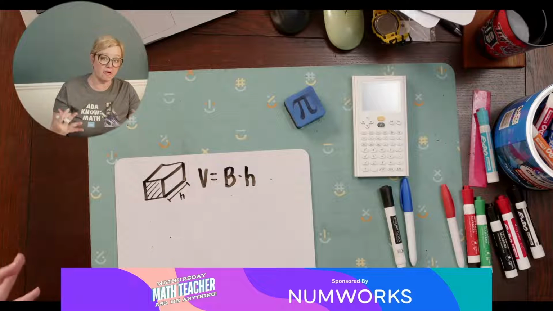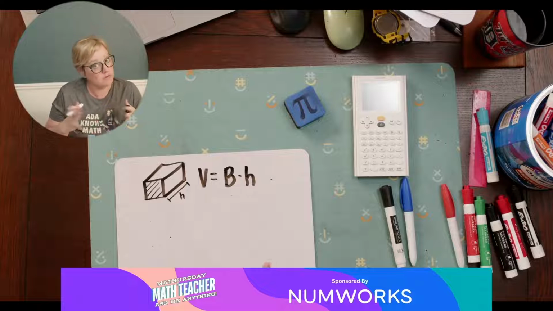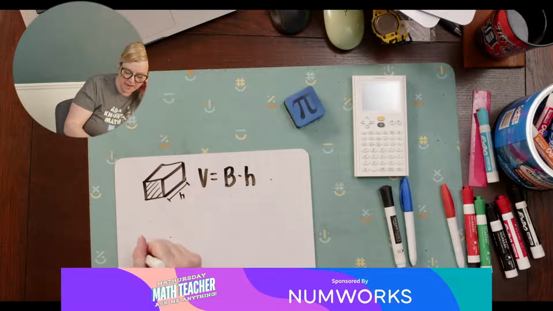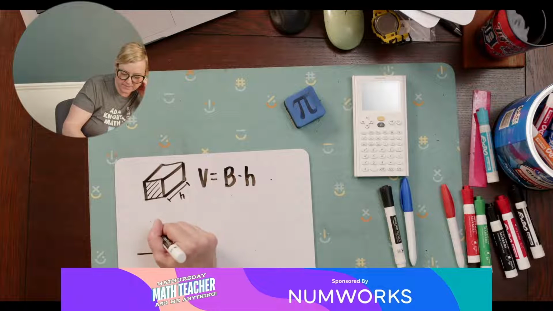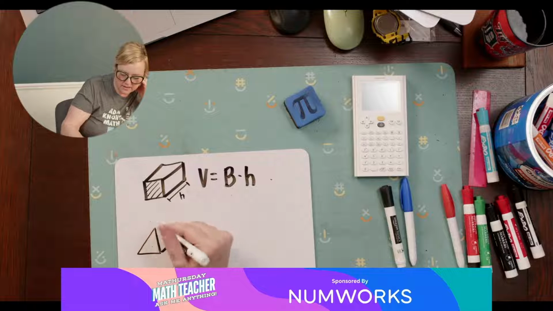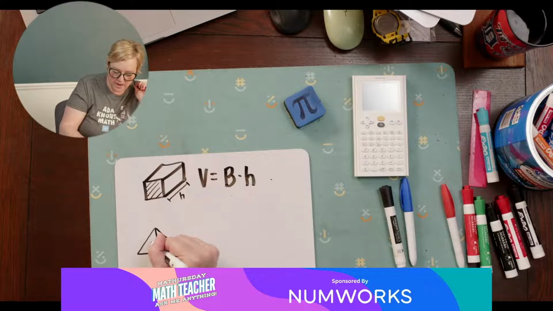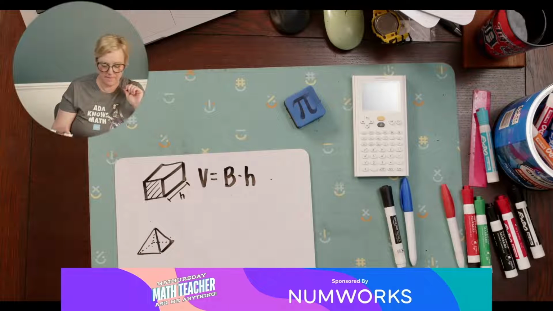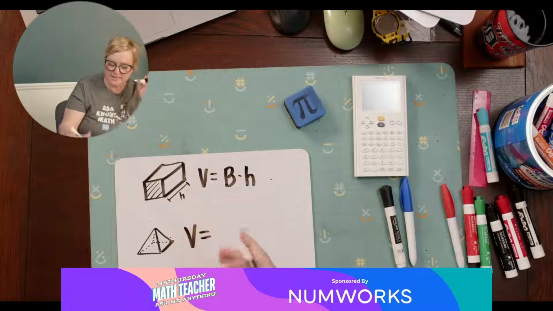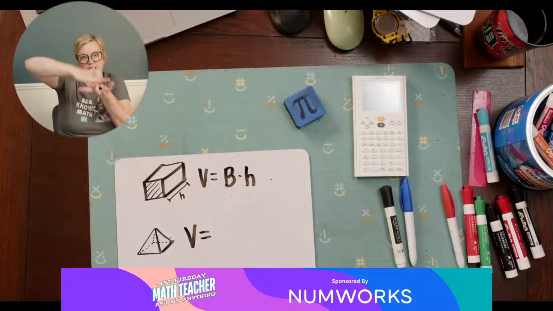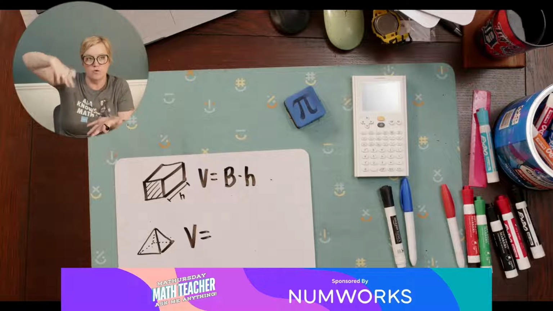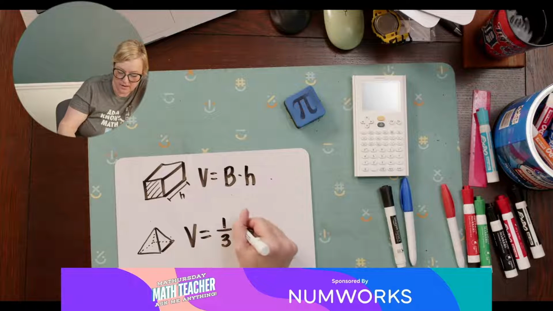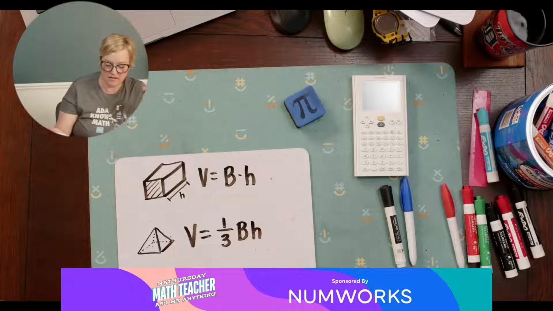Now, if it's a pyramid or a cone, no matter what shape the base is, if it's a pyramid, so something like this, okay? The volume, because it doesn't go to the two sides and then fill in, it goes from one side to a point, okay? It is 1/3 of the area of the base times the height.